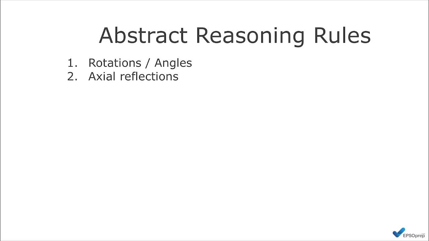The second rule is called axial reflections. In questions that have axial reflections, the diagram will flip horizontally or vertically in a pattern. The next rule is called inversions. In inversion questions, the shades of the entire diagram or picture will invert. So, for example, a square might go from being completely black to completely white in a pattern.